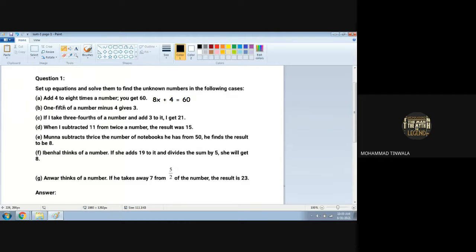Second is 1/5 of a number minus 4 gives us 3. So 1/5 of a number is, let's suppose a number be x. So x upon 5 minus 4, which gives us 3. That means 1/5 of a number minus 4 gives 3. So x upon 5 minus 4 gives us 3. Is that clear for the second one? Yes, sir. Chalo, third one.